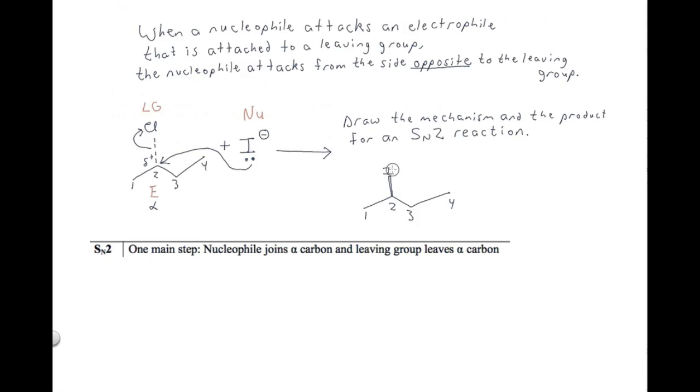The big new issue that I wanted to go through for this problem is the stereochemistry for SN2. So this dash turns into a wedge when the iodide attacks from the side opposite to where the leaving group was.